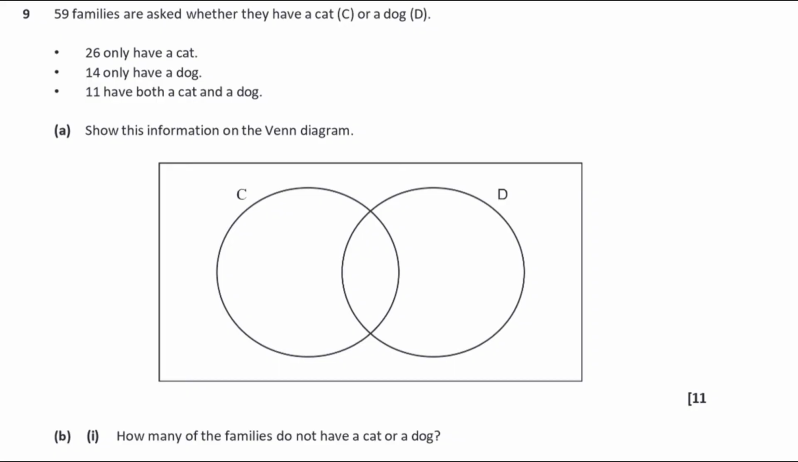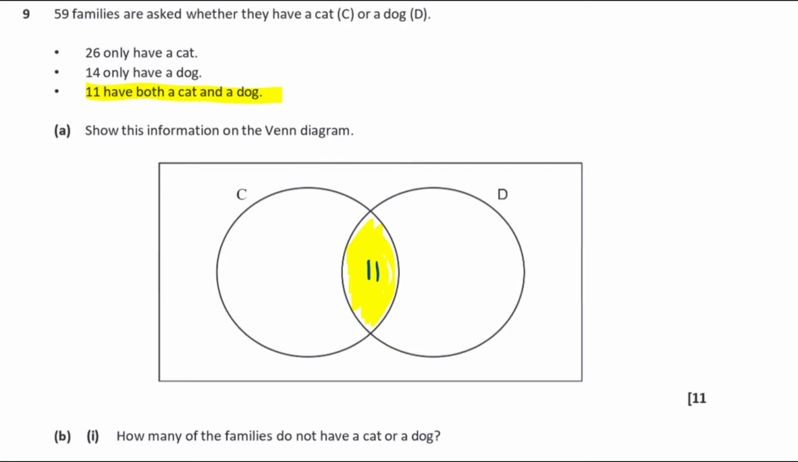Question 9. 59 families are asked whether they have a cat, which is denoted by C, or a dog, which is denoted by D. 26 only have a cat, 14 only have a dog, 11 have both a cat and a dog. Show this information on the Venn diagram. Okay, I like to start in the middle. It doesn't really matter in this case, but 11 have both a cat and a dog, so that can go in this area here, can't it? I'm going to just write the number 11 in there.